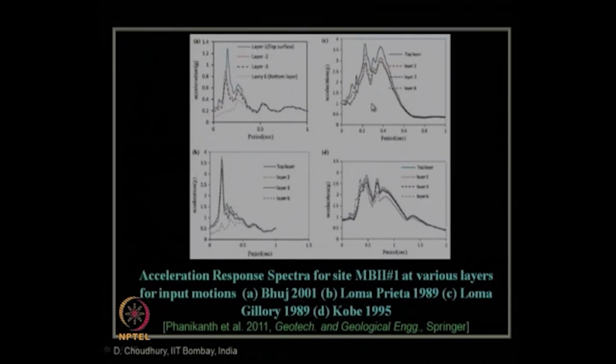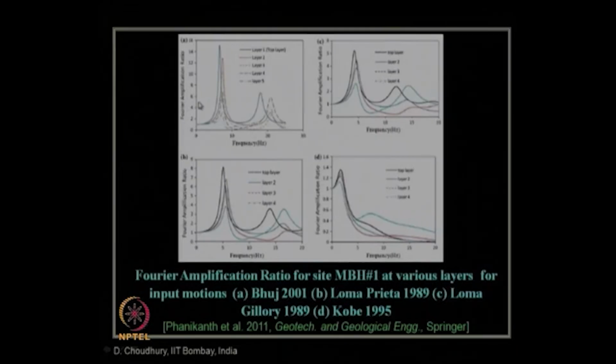Hence, it is very important, instead of generalizing, to do a site specific ground response analysis like this, depending on various input motions at that particular site, or using a logical synthetic motion at that site to get the data for further design. This is the Fourier amplification ratio. That is, we know the amplification or acceleration response we can express in terms of spectral response or Fourier response. So, this is in terms of Fourier response.